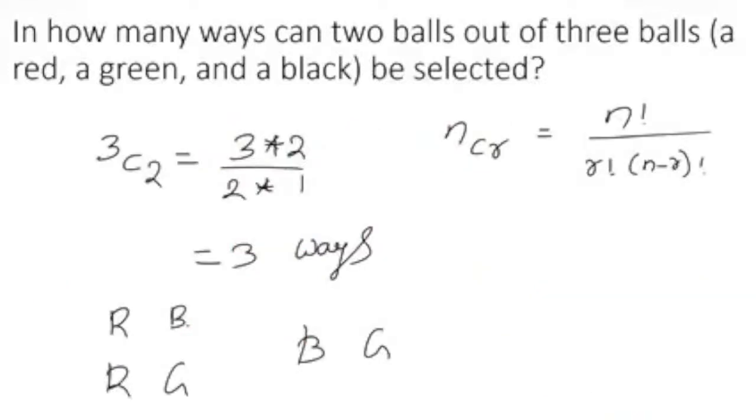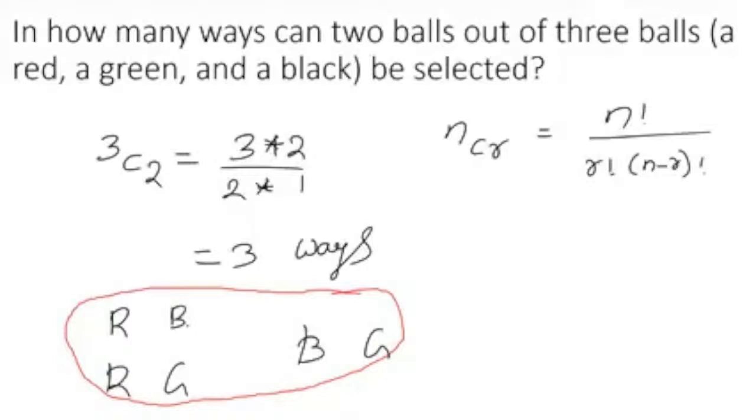Generally, theoretically I can do it like this: RB, RG, BG here, red black, red green, black green.